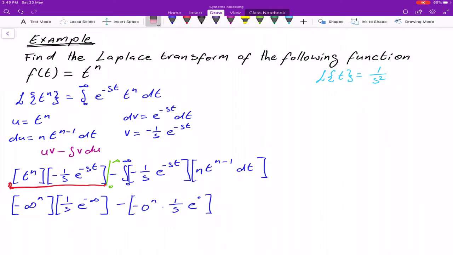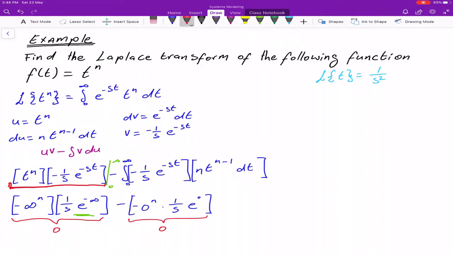The reason is simple. This part, e to the minus infinity, will go to 0 faster than t goes to infinity. You need to remember that. Since it's going to 0 very fast, it will drive this whole expression to 0. Hence, that's going to be 0. Now, for the next part, we know e to the 0 is 1. However, we have 0 to the n, so that's going to drive this to 0.